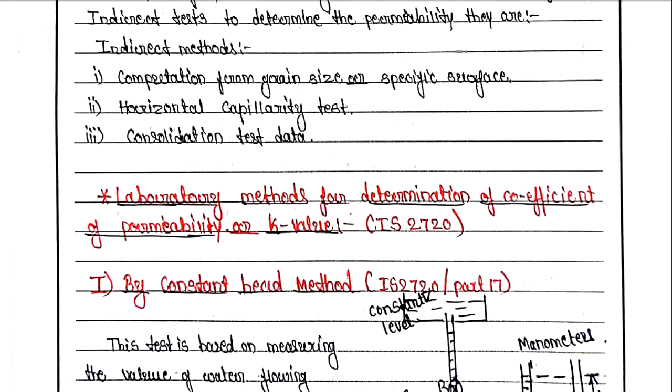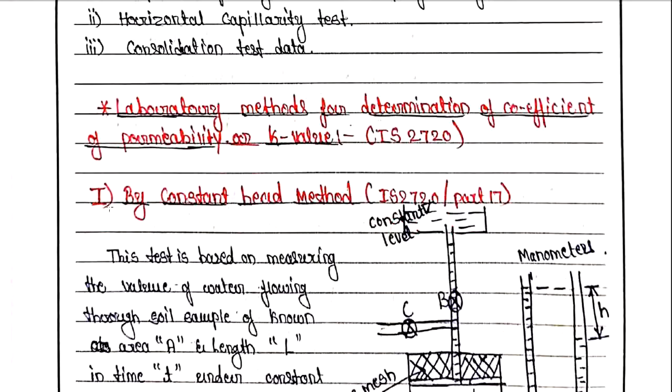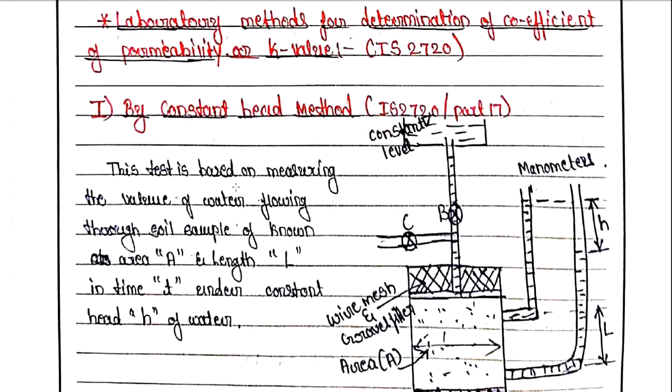It is given in IS 2720 part 17. The first laboratory method to determine the coefficient of permeability is the determination of K value by the constant head method. This test is based on measuring the volume of water flowing through a soil of known area and length L in time t under constant head of water.